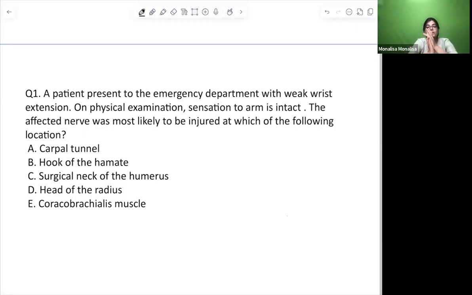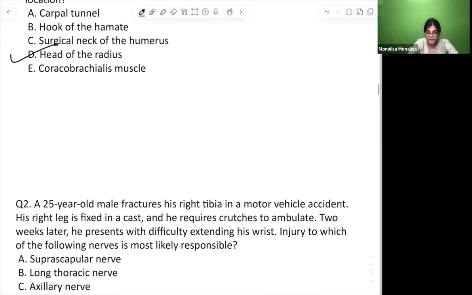So injury, weak wrist extension. So radial nerve is injured. Can you tell me the location? Yes, Sadik is absolutely right. Head of radius. Everyone is right. The location will be head of radius, and that is absolutely right. Yes, D is the right answer. Head of radius is right.